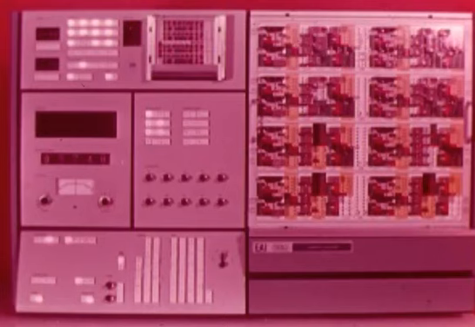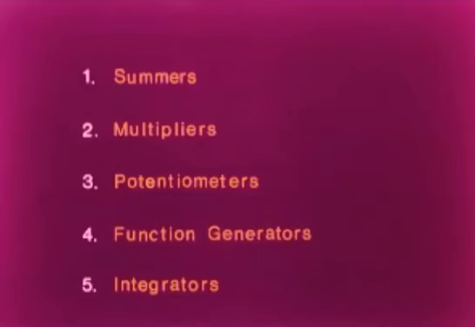A modern analog hybrid system, the EAI 580 scientific computer. While at first it may appear complex, a closer inspection will reveal that it is made up of 5 basic analog components: summers, multipliers, potentiometers, function generators, integrators.